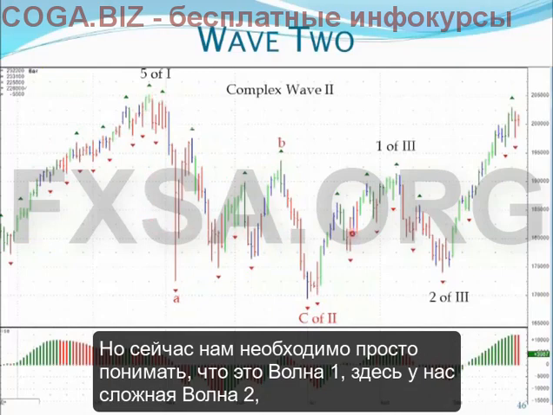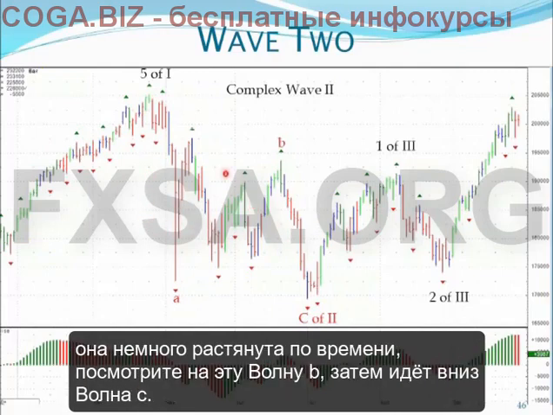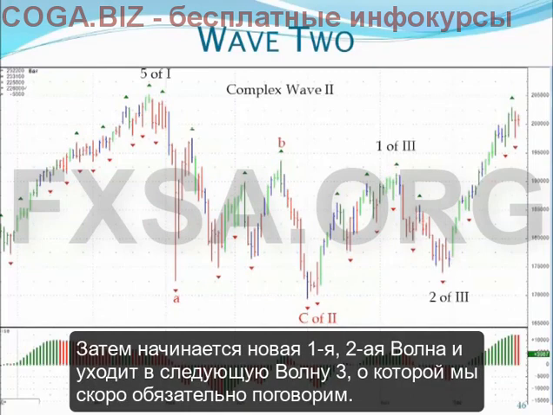We have a complex wave 2. It took a little more in time here if we look at this B wave. And then the C comes down, starting again of a 1, 2, and taking off into another wave that we're going to talk about next, of course, wave 3.